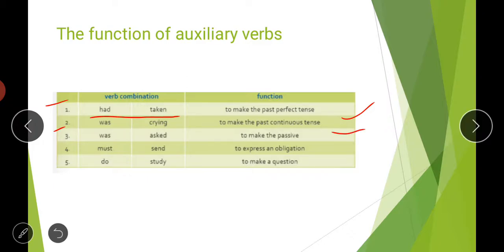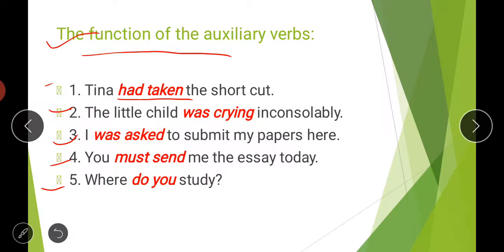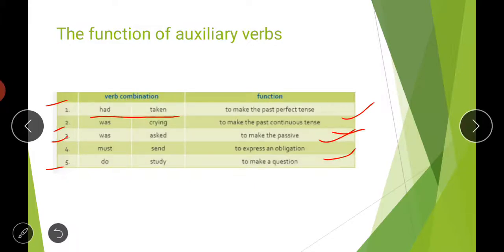Then the third combination is was asked, so it is used to make the passive. Then the fourth is must send. Must means something that you must do. That means compulsory to do, an obligation to do something. So it is used to express an obligation or compulsion. Then the fifth is do study. If you look at the fifth sentence, where do you study? It means we are asking a question of someone. So do study, this verb combination, is used to make a question.